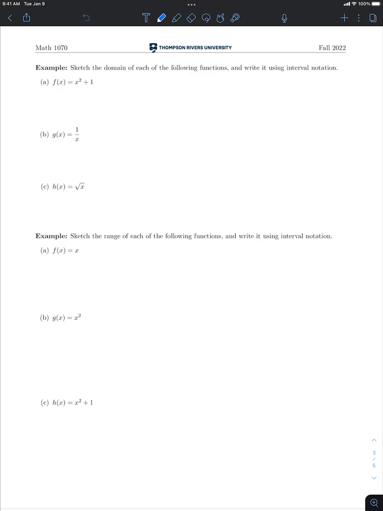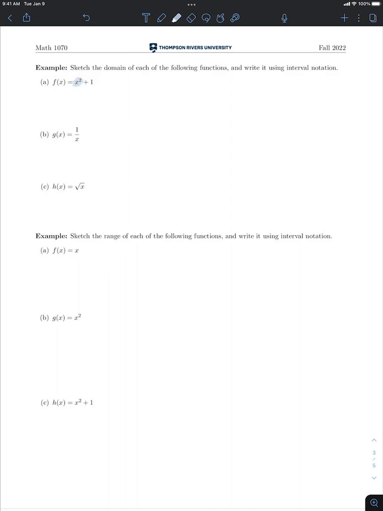Okay, so now we're going to take a look at a few functions and we're going to figure out what their domains are. So let's start with the first one. We've got f of x is equal to x squared plus 1. So start by just thinking about what that function does in ordinary language. When you give it an input value, first thing it's going to do is square it.